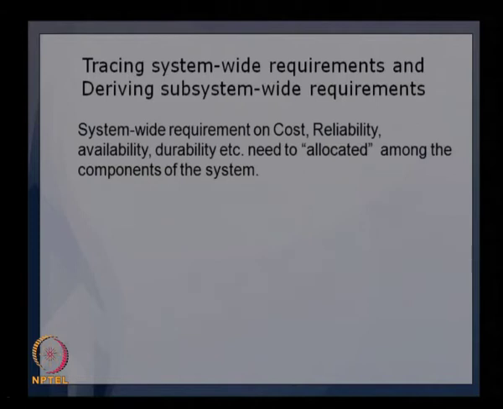So, the task of allocation of reliability is basically to look at the various components which actually contribute to the particular requirement and then allocate the values accordingly to the components. So, in the allocation architecture, by looking at the architecture, we should be able to allocate these values and then trace this value to the corresponding functions and the components. So, that is the system wide requirement on cost, reliability, availability, durability, etc. that need to be allocated among the components of the system.